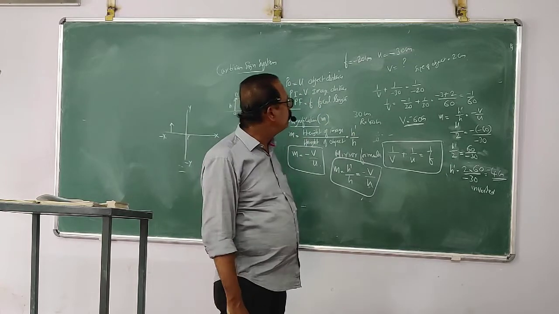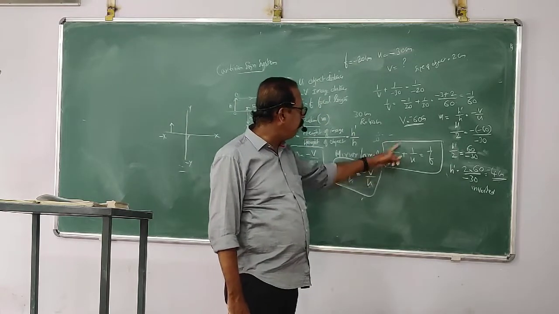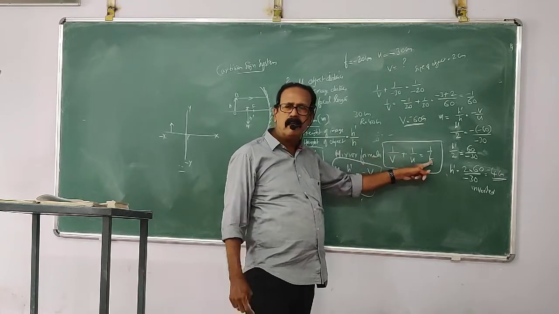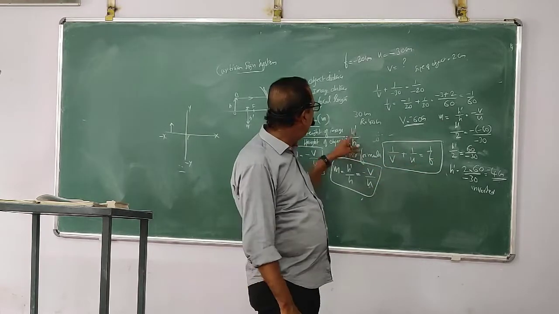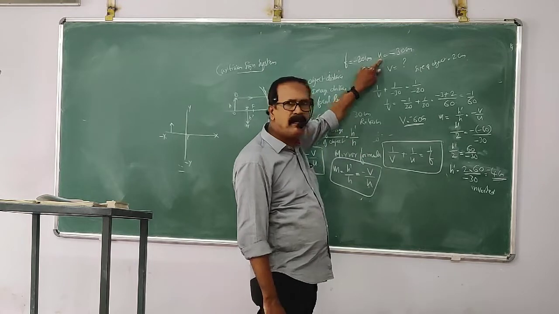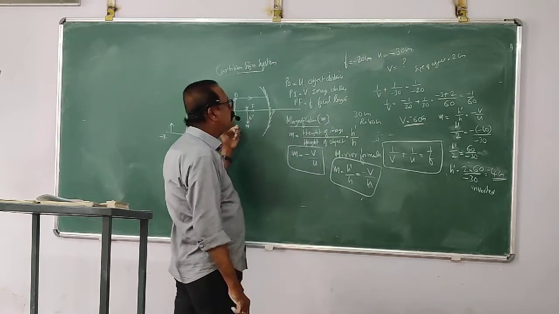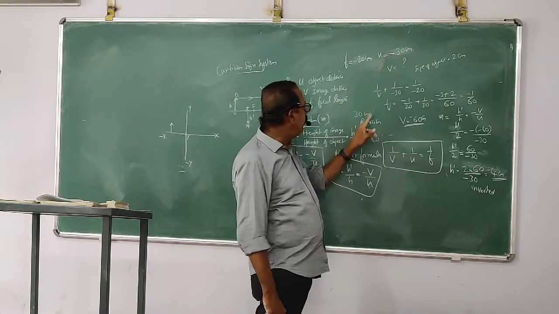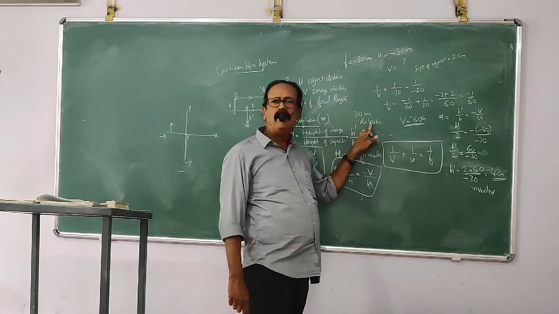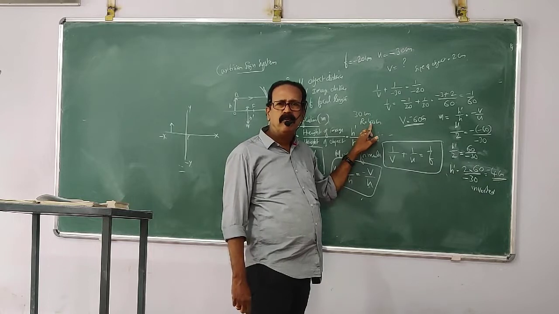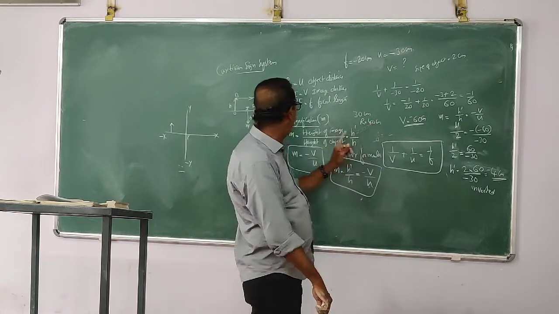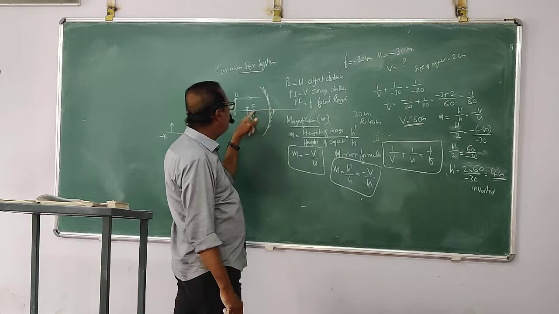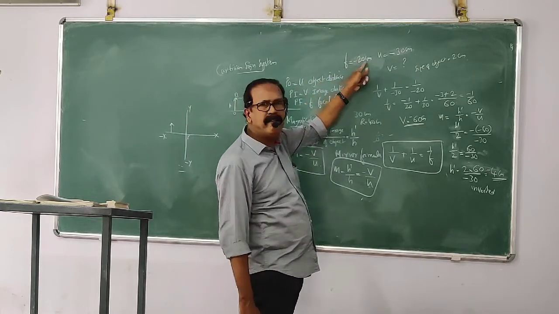How will you do? Take the formula 1 by v plus 1 by u equal to 1 by f. Write the data. u is minus 30. Why minus? The object is kept to the left of the mirror. Minus 30. With the signs you have to write. What is the radius of curvature? 40. Focal length is 20, half. Focal length is 20 but minus 20. For a concave mirror the focus is to the left, so the focal length is minus 20.